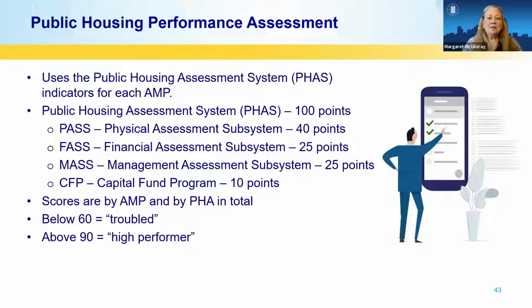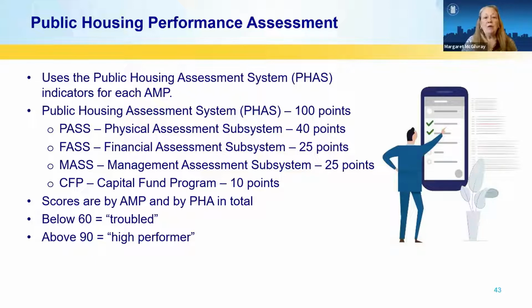So the PHAS system is made up of a 100-point scoring system based on 4 categories of indicators. The first one is the physical assessment subsystem, or PHAS, which is worth 40 points, which is the most number of points. And this is focused around determining the condition of your public housing units, making sure they're decent, safe, and sanitary, and they're in good repair.